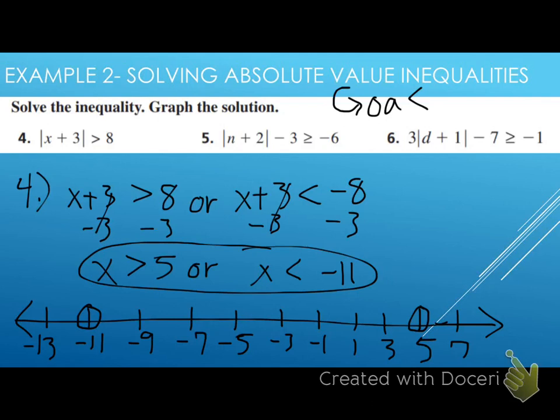So x is greater than 5. Would that be to the left or right of 5? Right. So I'm shading to the right of 5. X is less than negative 11. Would that be to the left or right of negative 11? Left. And there's the graph of my solution.